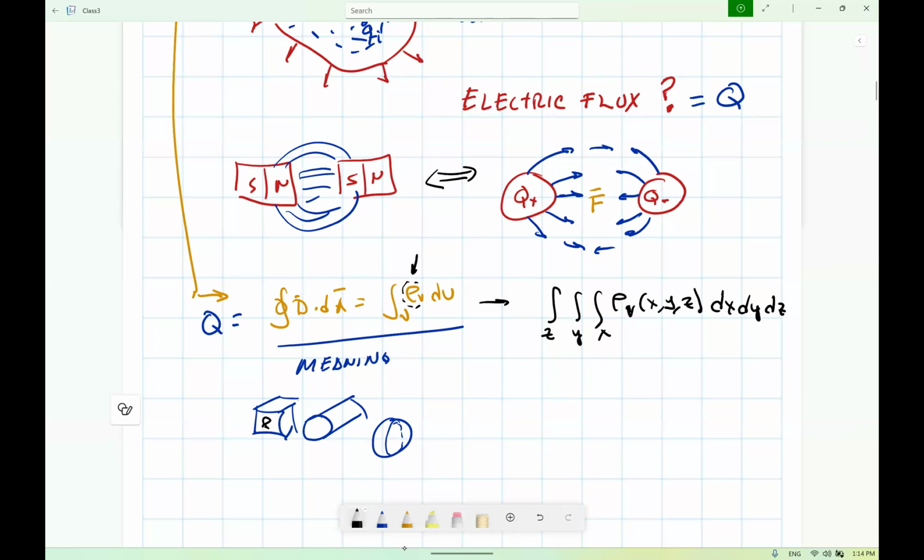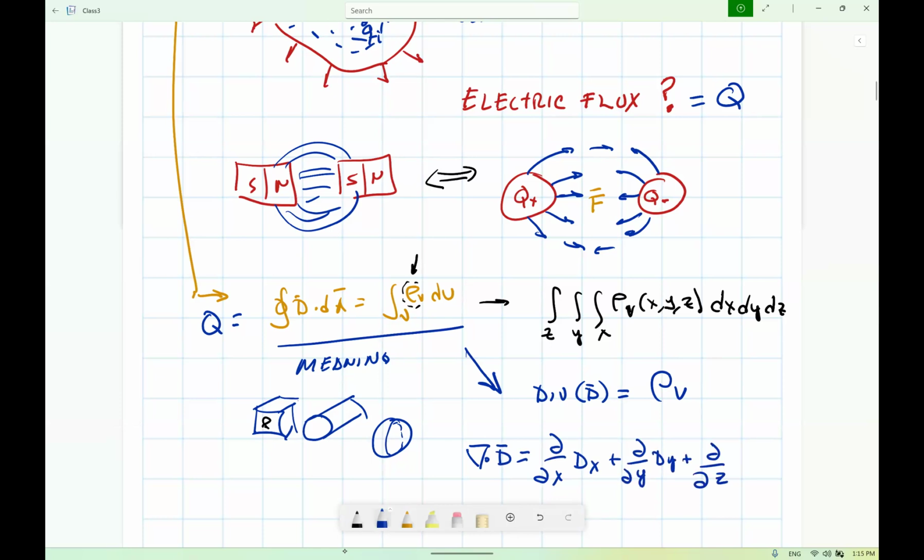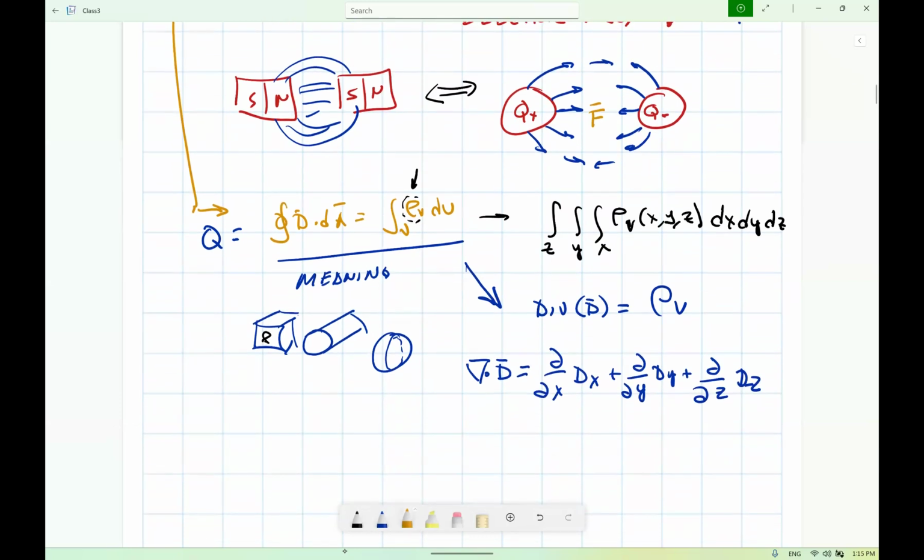Now, the beauty about electromagnetics is that we don't have to. That equation becomes basically the divergence. So the divergence of D equals rho v, using the divergence theorem, right? So I can write this equation. Now, for rectangular geometries, I can say this divergence is del dot D, which will equal the partial derivatives: d/dx of Dx plus d/dy of Dy plus d/dz of Dz. And this is the way to compute it. So this gives us the meaning, and this one is the way to compute it.